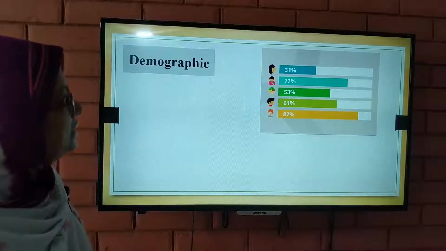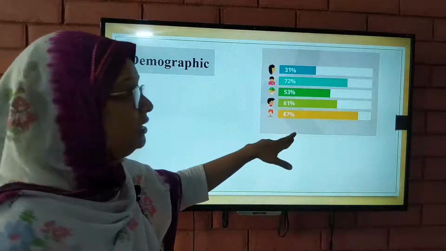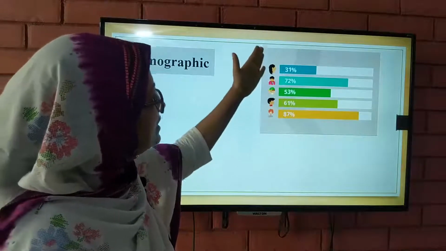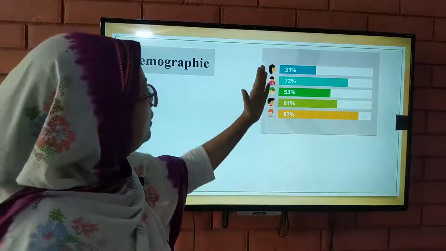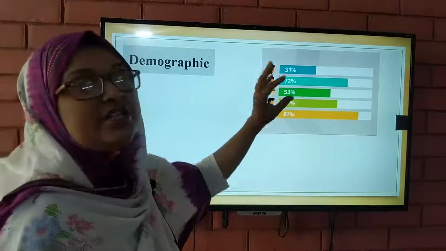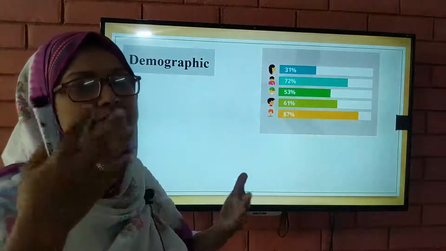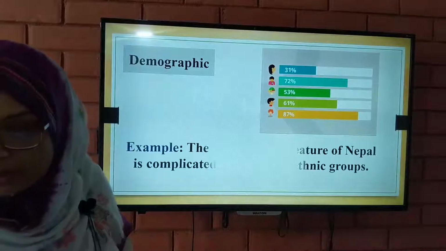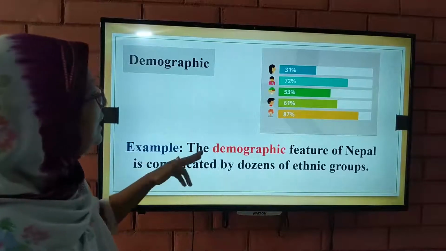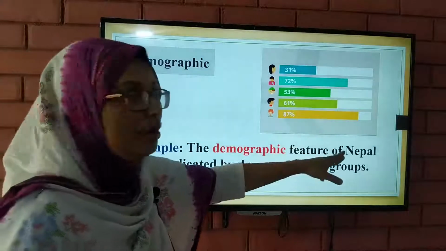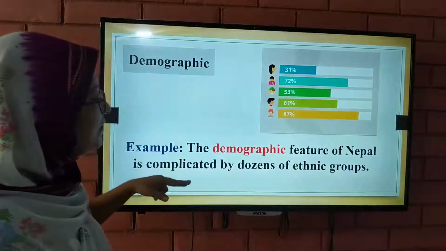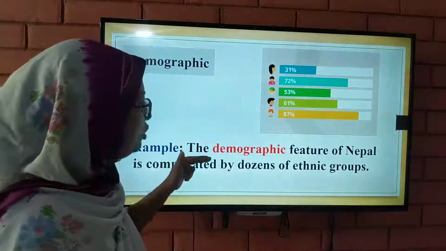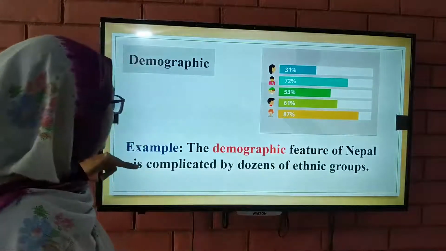So what does it mean? Look at the picture here. This is the data shown in the picture, and the data represents people. Okay, so this is the demographic chart. So can you guess what the meaning could be? Okay, I will give you another clue. Look at the example. The demographic feature of Nepal is complicated by dozens of ethnic groups. Okay, the demographic feature of Nepal is complicated.